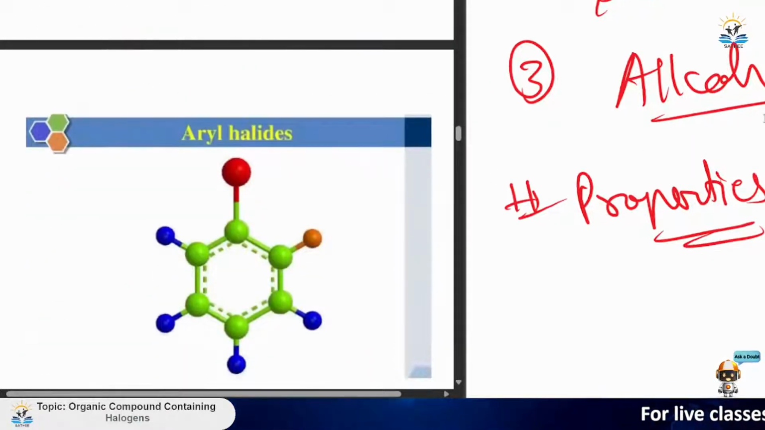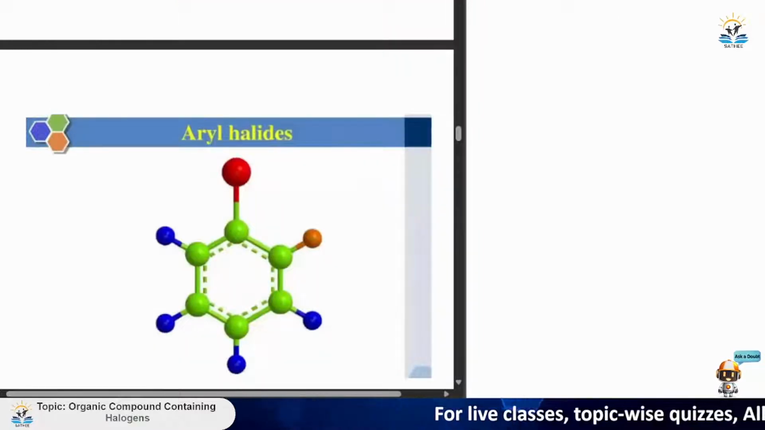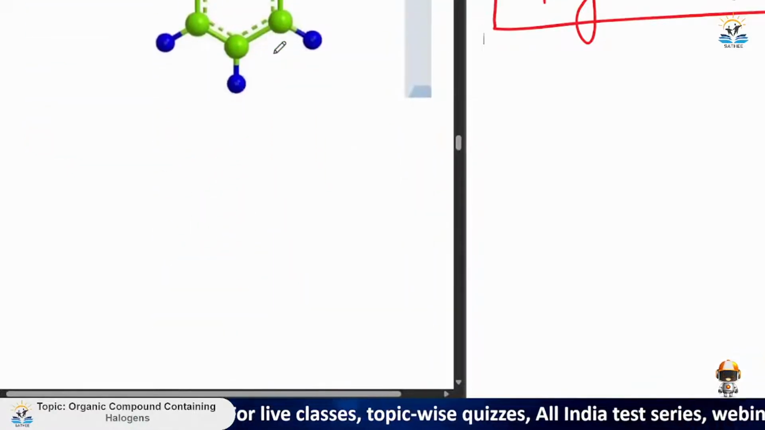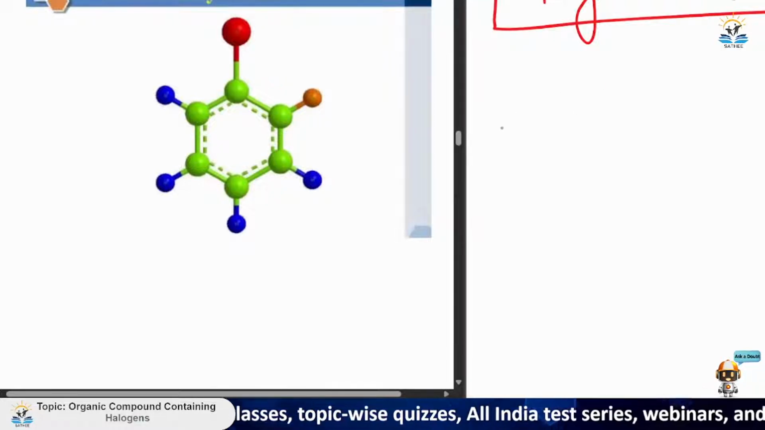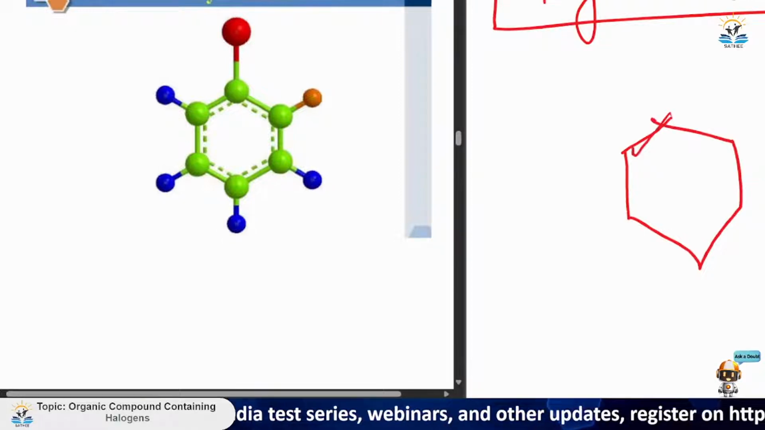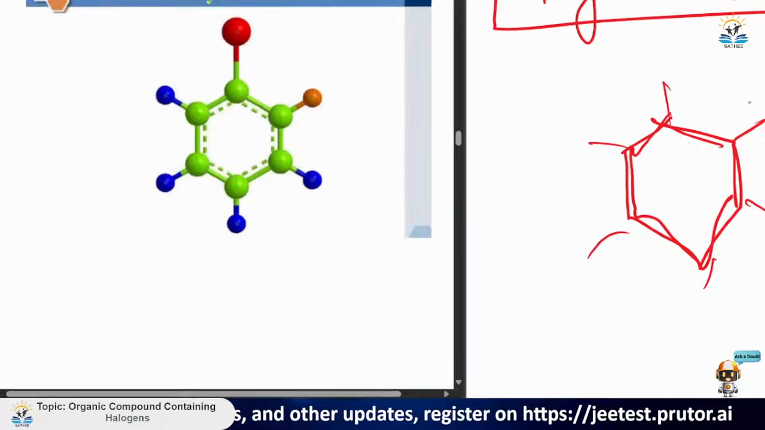Okay, now let's take a new page where we can talk about the second part of this chapter, that is aryl halide. So what are aryl halides? We talked about alkyl halides, which have a simple chain structure of carbon. But in aryl halides, we will discuss the formation of compounds with halogens containing a ring structure. It can be benzene or any aromatic compound.